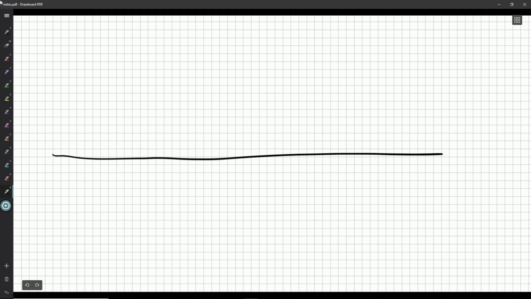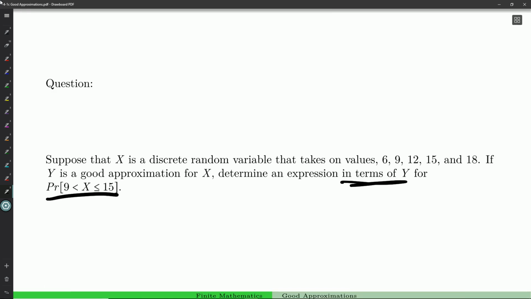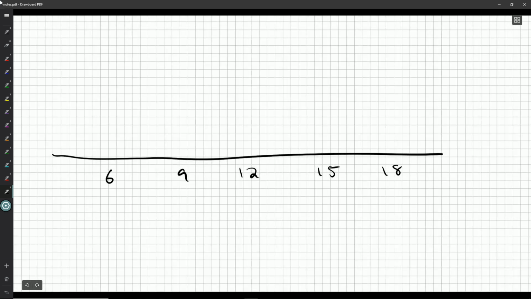So we want the boxes for this histogram to be written above and centered on the values that x can be. And x can be, as we see, anything from 6 up to 18, increasing by 3 each time. And so 3 will be the width of our boxes. But we leave it to our imagination to draw the heights.